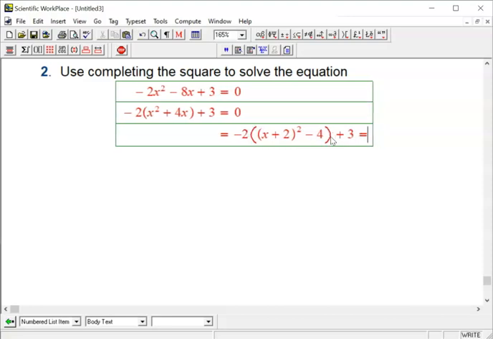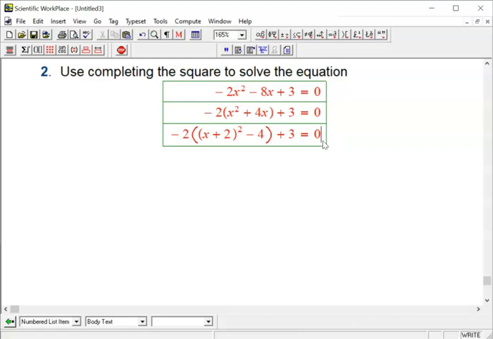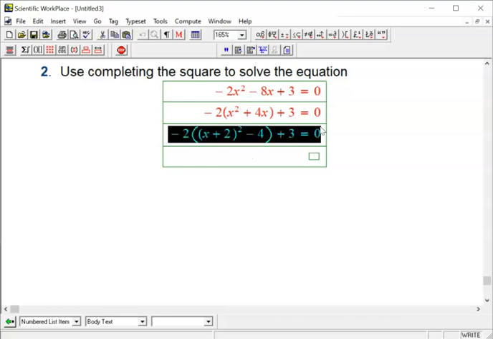Oh, I don't want the equals there. Whoops, I'm just putting it in the right place. There we go. That was probably confusing about where that was showing up on the screen. Okay, so I've done the completing the square step. The rest of it, as in the previous example, is just cleanup.